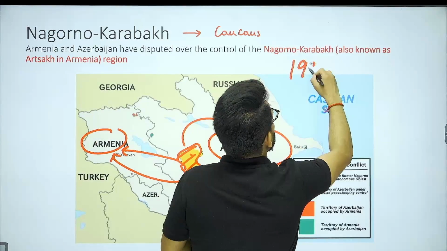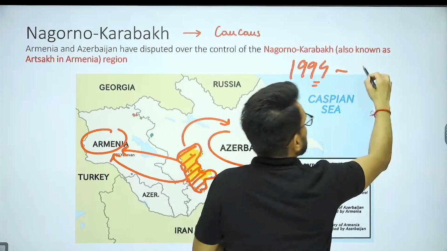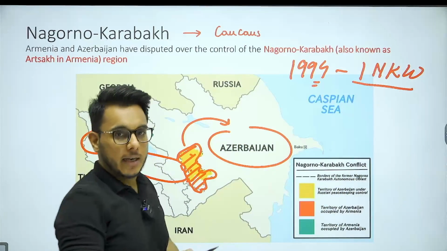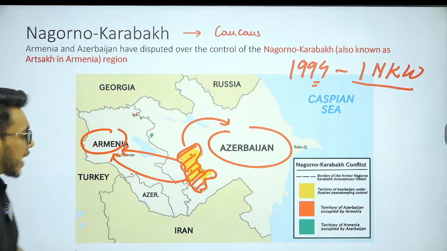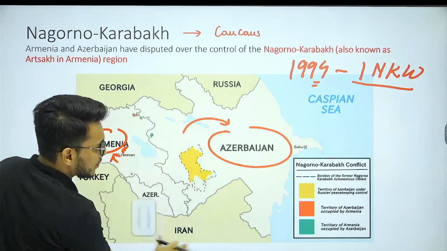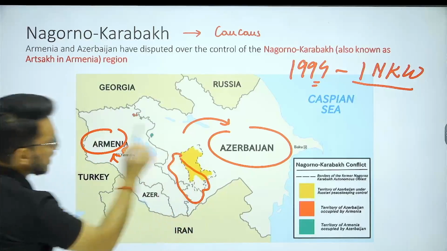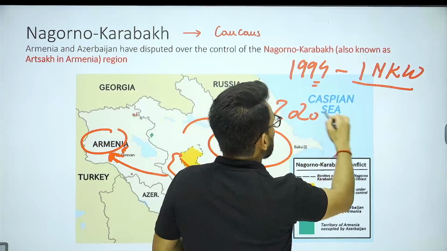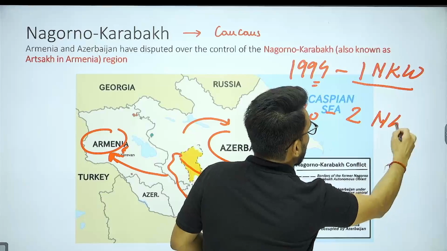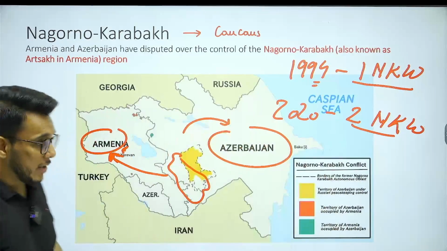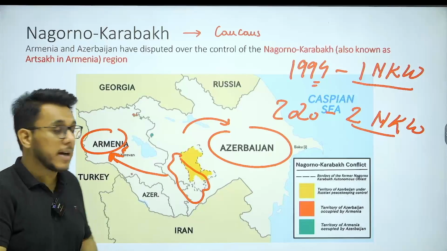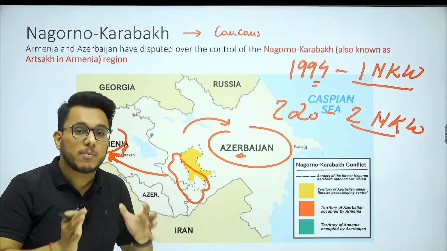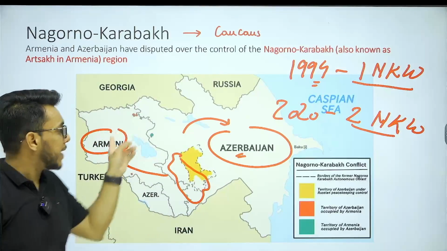So in 1994, there was the first Nagorno-Karabakh war that happened. In this war, what happened? Basically, the territories here were captured by Armenia. Then 2020, what happened? The second Nagorno-Karabakh war was conducted by Azerbaijan. And Azerbaijan took back a large number of territories that Armenia took in 1994.